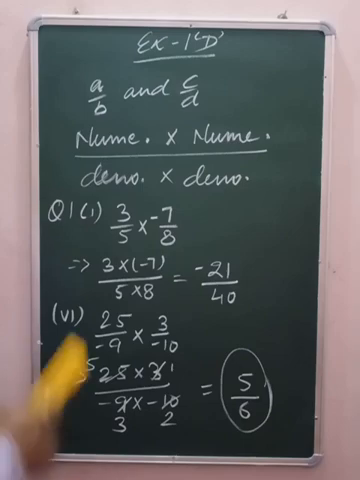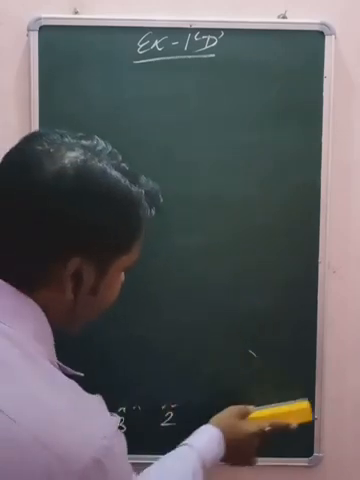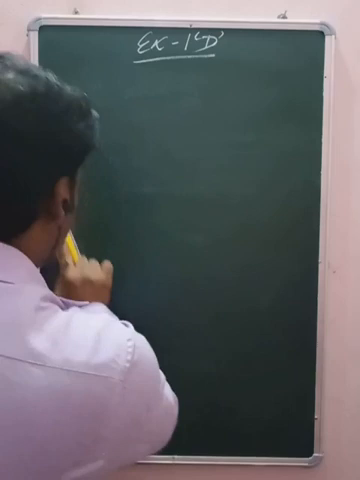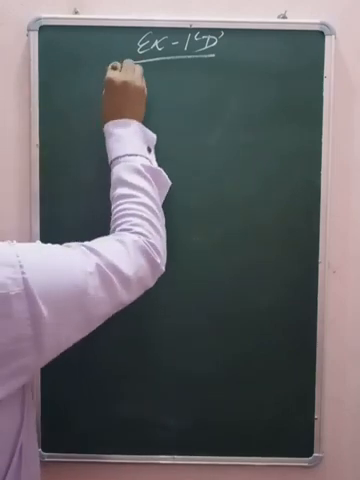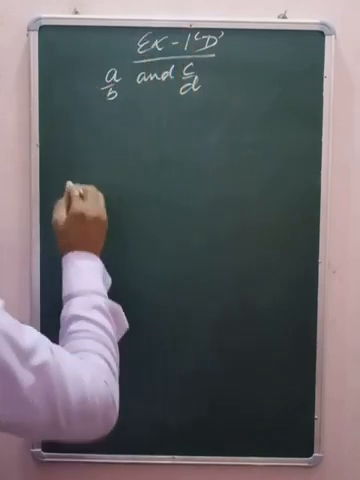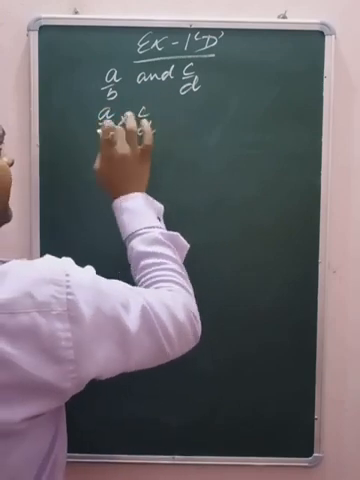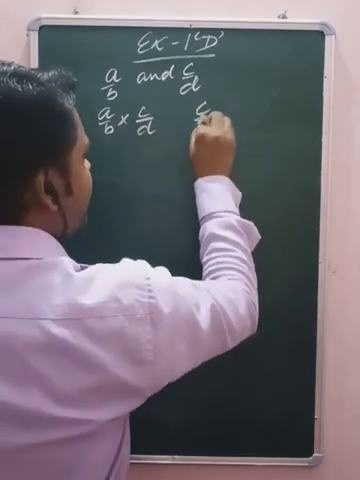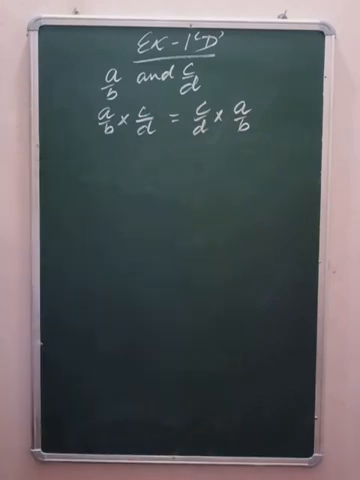Now coming to question number 2. In question number 2, you have to verify the commutative law. In previous classes we have studied the commutative law. What is the commutative law? It states that if we have two rational numbers like this, a by b and c by d, and if we multiply in any sequence, like a by b into c by d, or c by d into a by b, then the answer is always equal. So this was the commutative law, and we will verify this law in question number 2.